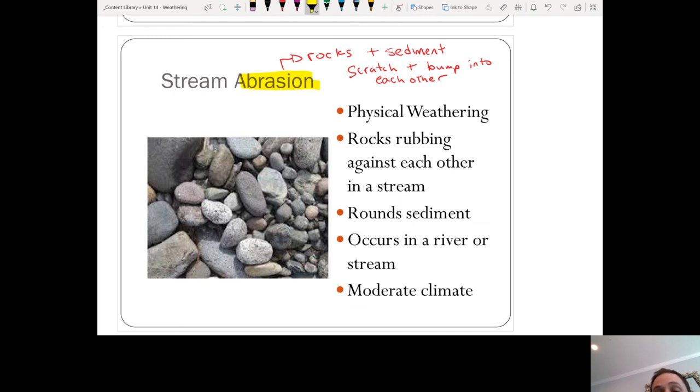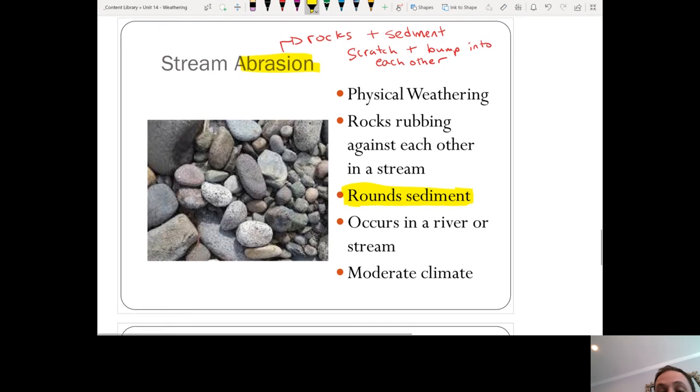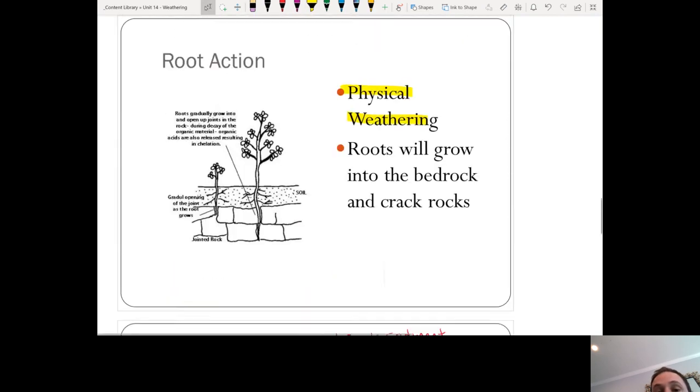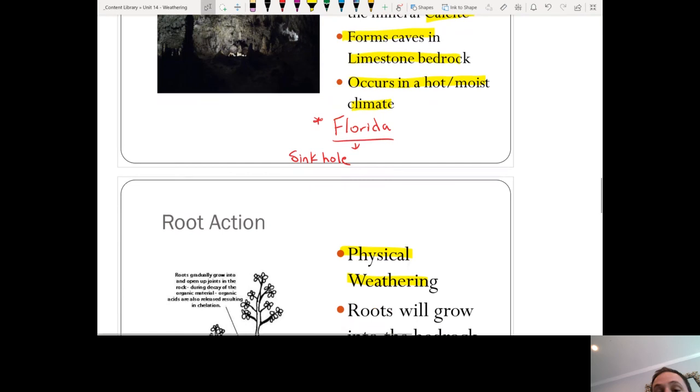Whenever there's stream abrasion, we're looking for rounded sediments. That is a key there, that those rocks have been weathered by stream abrasion rather than some other type of abrasion. And this is going to occur mostly in rivers and streams, and you need a moderate climate. Notice with each different type of weathering, we're looking at different climates that they can occur in.